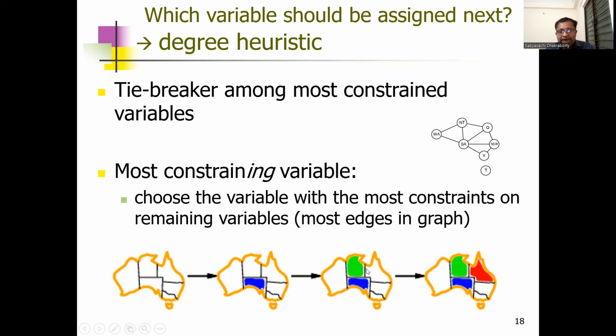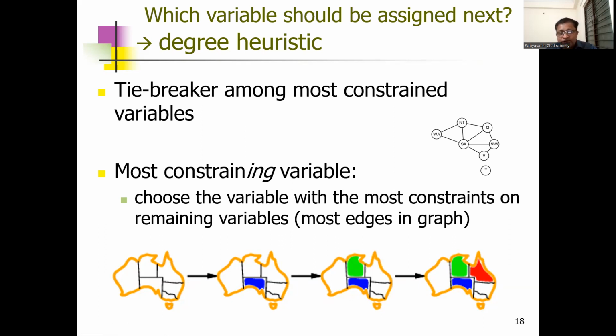Here New South Wales is the most constraining, so it should be chosen. But in the picture, we can see Queensland is chosen because there is a combination of the most constraining variable and the least remaining value.